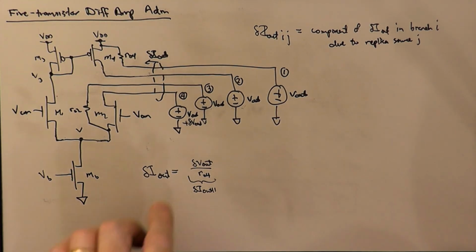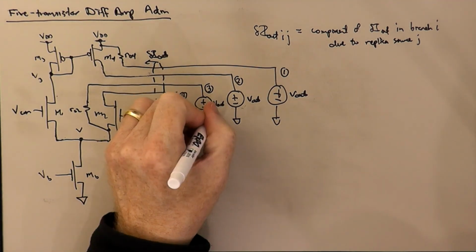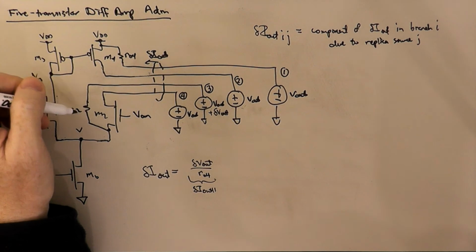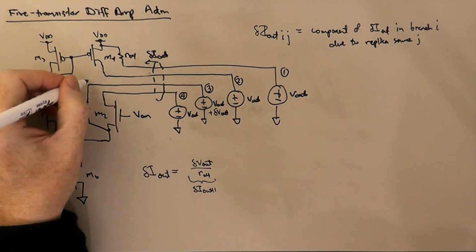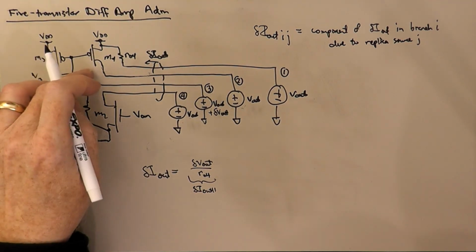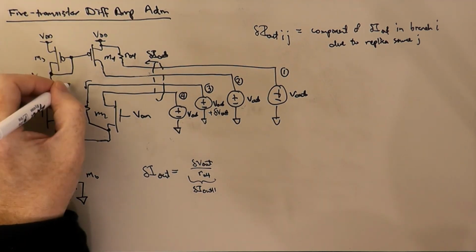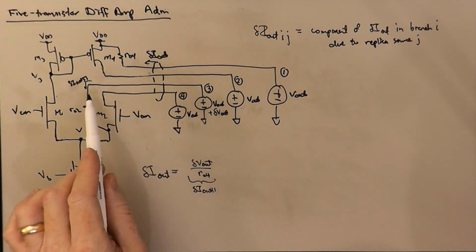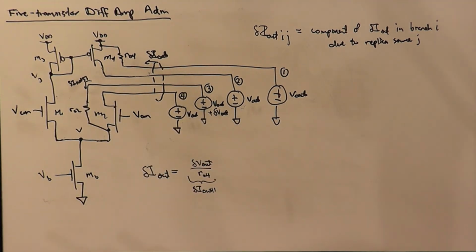And so now we move on to branch 3, which is the most interesting one. And so here we're talking to the early effect resistor of M2. And so there will be a delta I out due to delta V out, delta I out 3, the delta I out on branch 3 due to replica source 3. And we can write down what that is, but we want to figure out what happens to it as we trace it through the circuit.